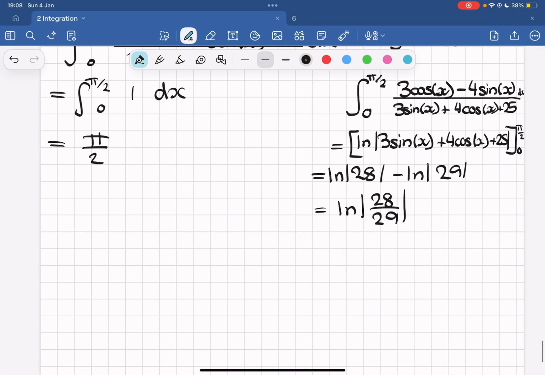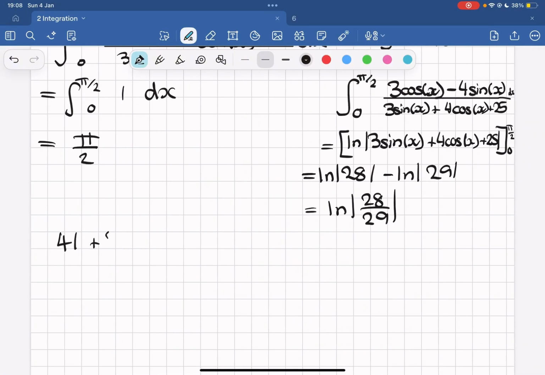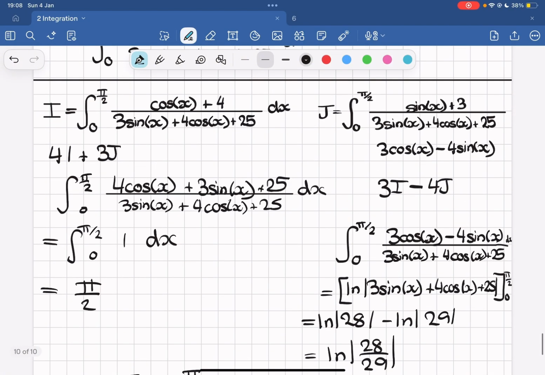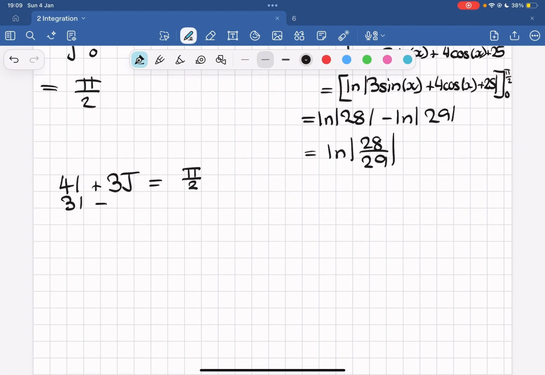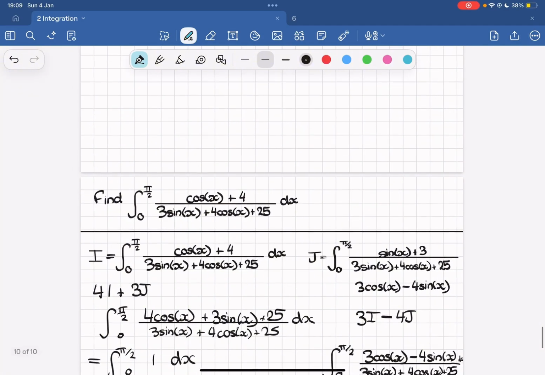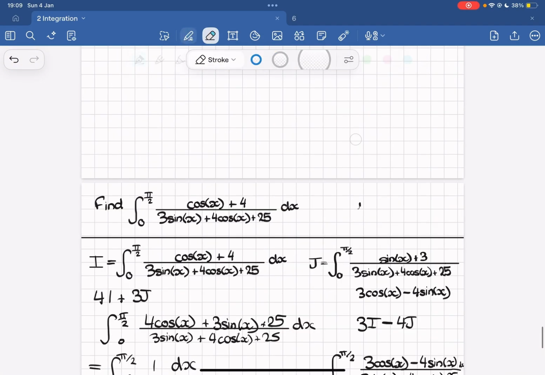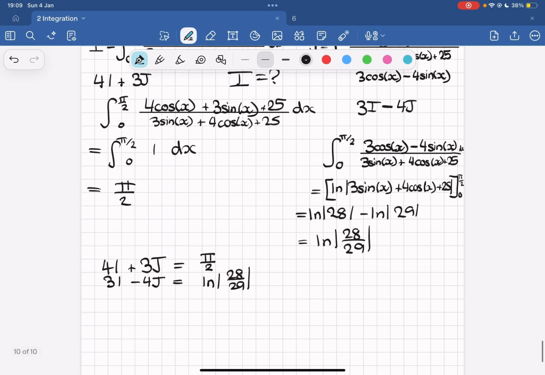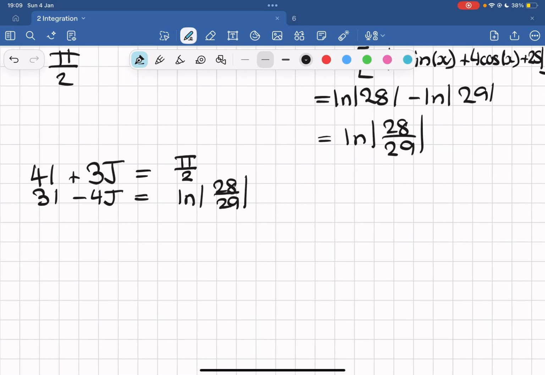So what have we got? Let's write this out more clearly. We've got 4i plus 3j equals pi over 2. We've also got 3i minus 4j equals ln 28 over 29. Now, again, I should have stated, but we're trying to find I. Put a big question mark next to that. And so basically, we've got two simultaneous equations, and we want I.